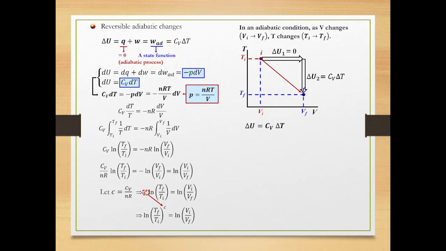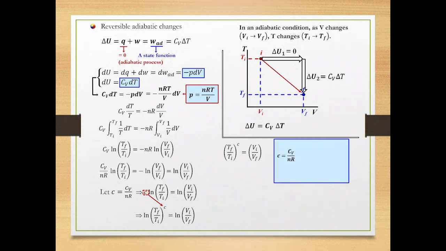The logs on both sides of the equation are equal. That means Tf over Ti to the power of C equals Vi over Vf. As we defined constant C just before, it is Cv over nR. Previously, I mentioned that the difference between the heat capacity at constant pressure Cp and the heat capacity at constant volume Cv is nR. The constant C can be expressed as Cv over Cp minus Cv.